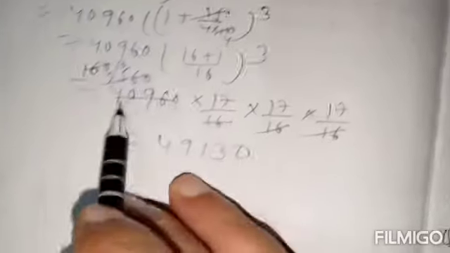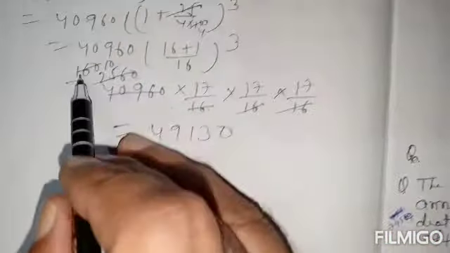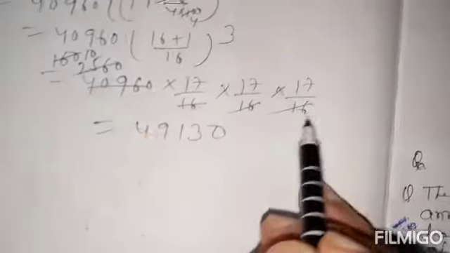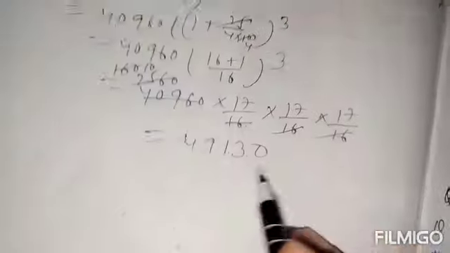So we divide 40,960 by 16: 16 twos are 32, 16 fives are 80, 16 sixes are 96, so we get 2560. When it is divided by 16, 16 ones are 16, 16 sixes are 96, and 0, so 160, and 16 divided gives 10. Then 17 into 17 into 17 is 4913, and 10. So the amount is equal to this one.